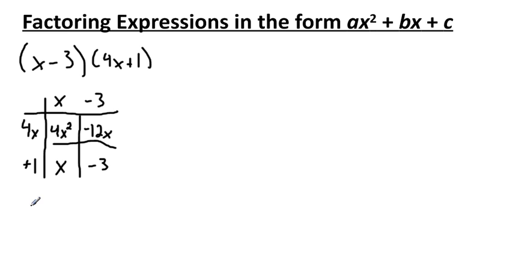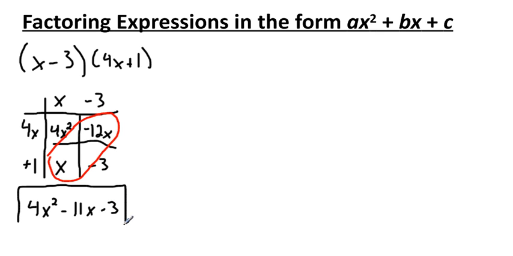So we can collect like terms. For starters, we'll have a 4x squared. Then we'll put our x's together. So we have negative 12x plus x, so negative 11x. And then we'll put our minus 3 at the end. So 4x squared minus 11x minus 3 is the expanded form of our starting expression.